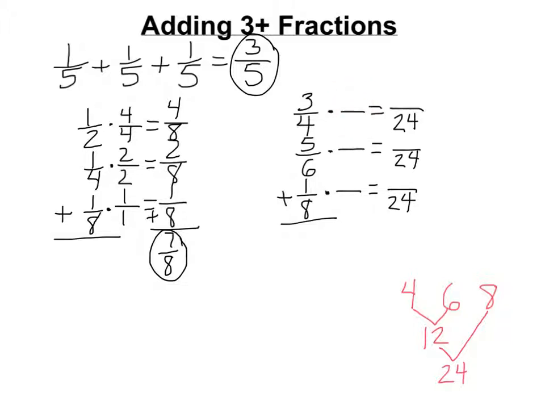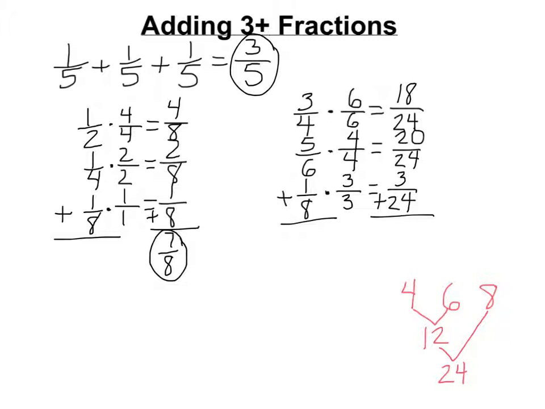Up here, 4 times 6 is 24, so this is 6 over 6. Let's go ahead and finish the multiplication. 3 times 6 is 18. And then 6 times 4 is 24, so this is 4 over 4. And we finish that, 5 times 4 is 20. And then finally, 8 times 3 is 24, so this is 3 over 3, and 1 times 3 is 3.